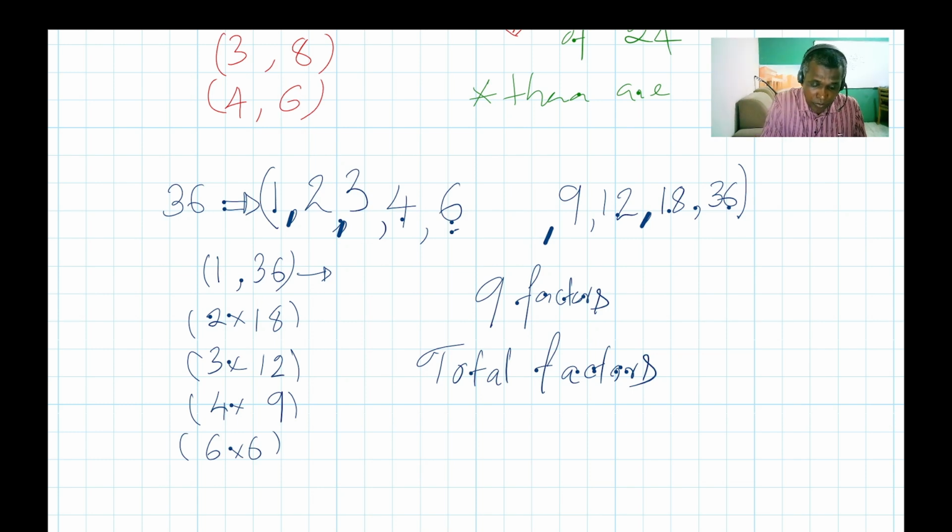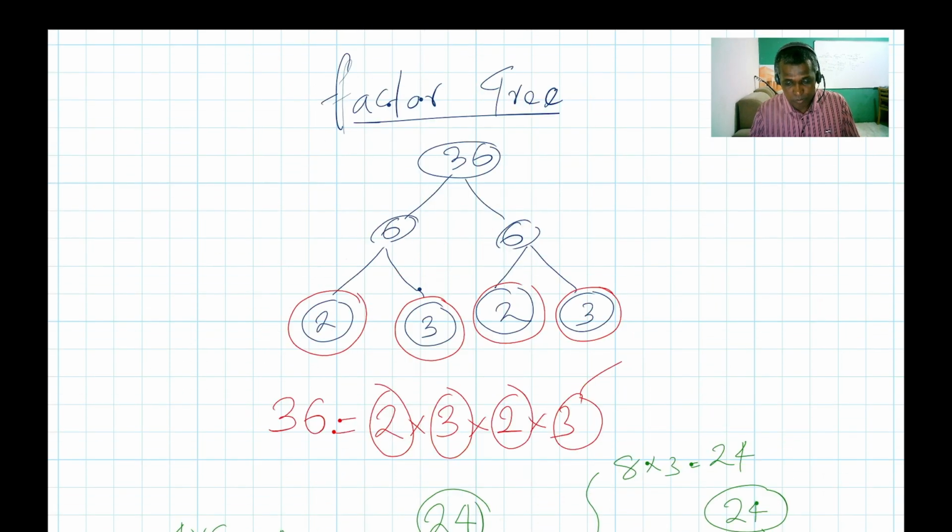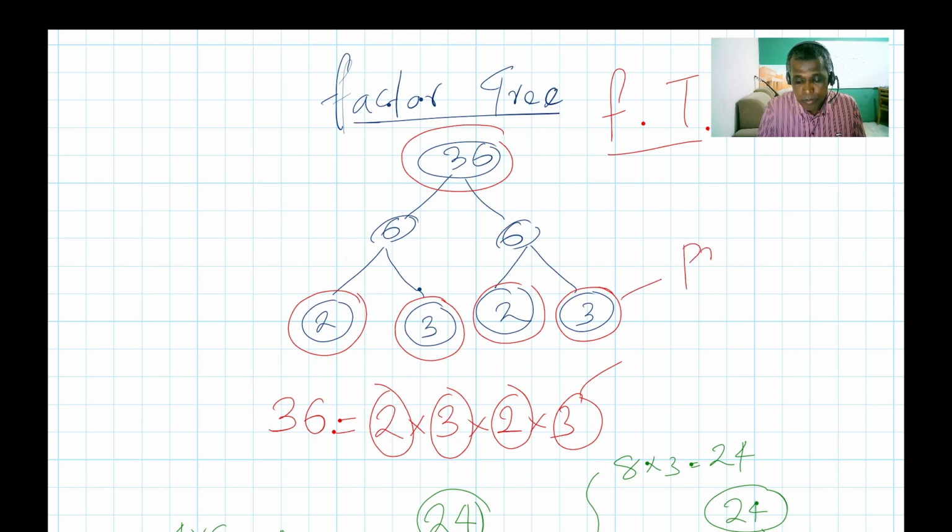All these come in pairs. And how many factors are there? We can count them. When you go to the second page, I discussed the factor tree. It's also a very, very important part. How can we build these numbers? They always end with prime numbers. That means 36 is built as 2 times 3 times 2 times 3.